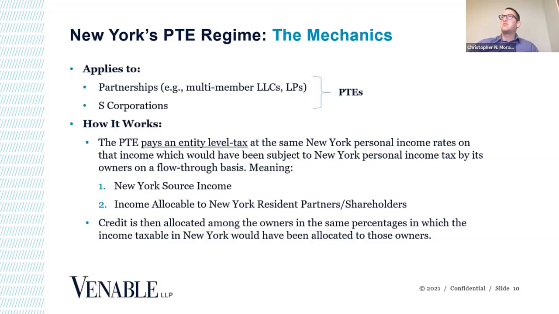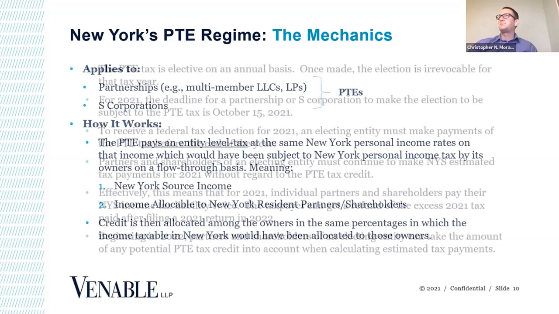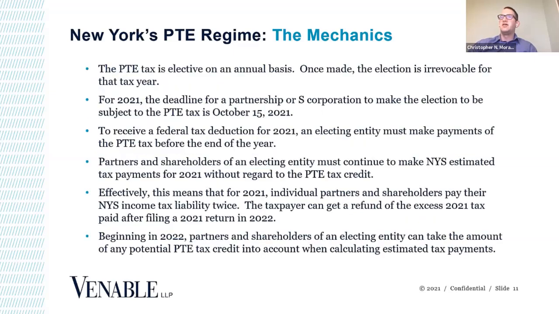So there's the pass-through entity tax, and then there's the offsetting credit. And the credit's allocated among the pass-through entity owners in the same percentages in which the income that's taxable in New York would have been allocated to those owners. And we'll get into an example in a little bit. The allocation can be a bit tricky if we're talking about S corporations as opposed to partnerships or LLCs. Some of these rules can be a little tricky, and we'll see that in some of these following examples. And then I'll go over briefly the mechanics of how the tax is actually paid.